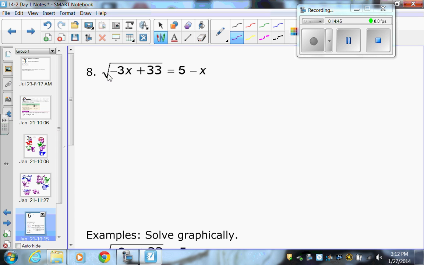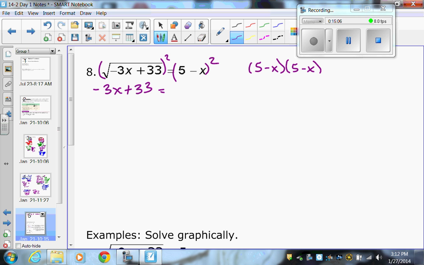Example 8 says you have the square root of negative 3x plus 33 equals 5 minus x. So we're going to get rid of this square root by squaring both sides. So this gives me negative 3x plus 33 equals, off to the side, you may want to FOIL this out twice, or write it out twice and FOIL it together. And you will get 25 minus 10x plus x squared.